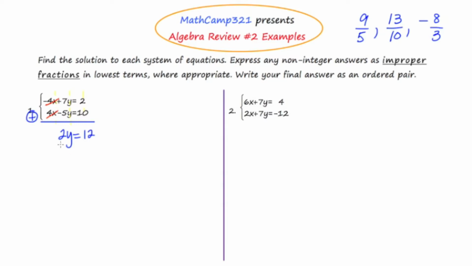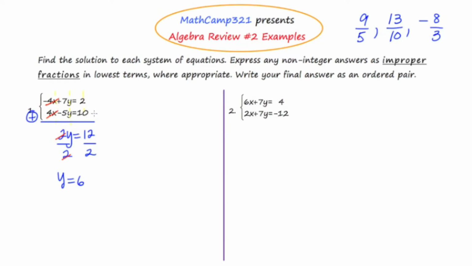Now I'll divide both sides by 2. When I do this, the 2's will cancel out, and I get y equals 6. Now that I've got y, I need to back substitute into one of my original equations to solve for x. So let's look back to our original equations and figure out which one might be the easiest to work with. They both seem about the same level of difficulty, but I think I'm going to use the bottom one.